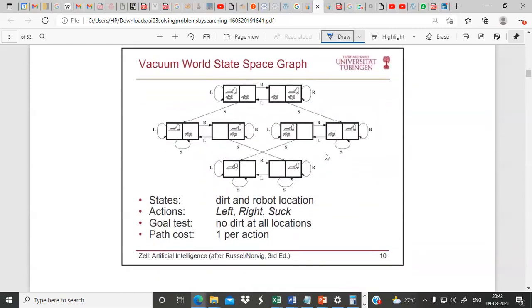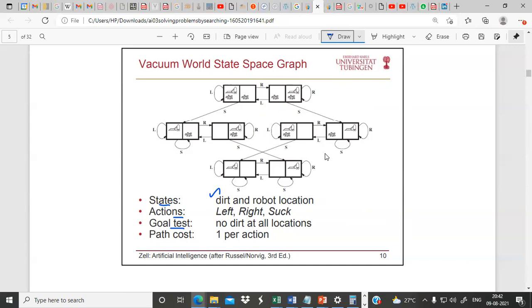Now let us discuss some more example problems, and their initial state, goal state, and path cost. If you consider the vacuum cleaner agent problem, these are the possible states: whether the floor is dirty or not, and what the robot location is. The floor can be either clean or not clean. That is one state. The robot can be either in the left room or in the right room. That is another state. Actions: the robot can either move left or right, or it can suck. These are the actions.